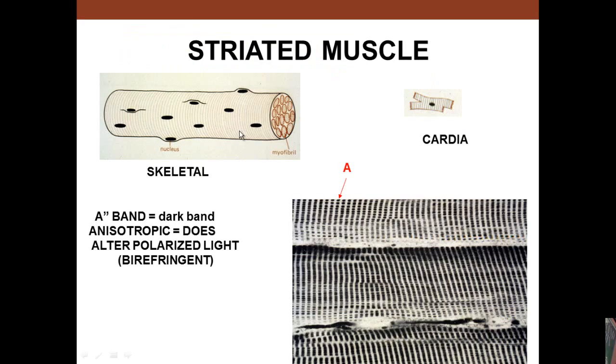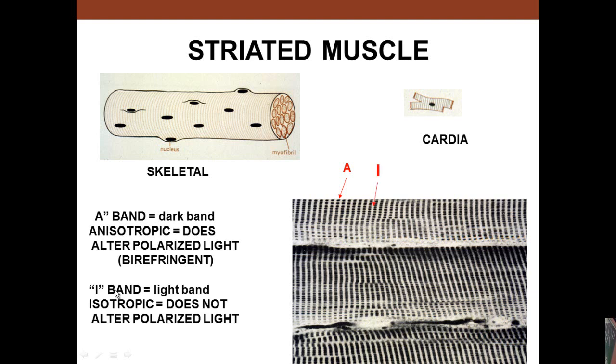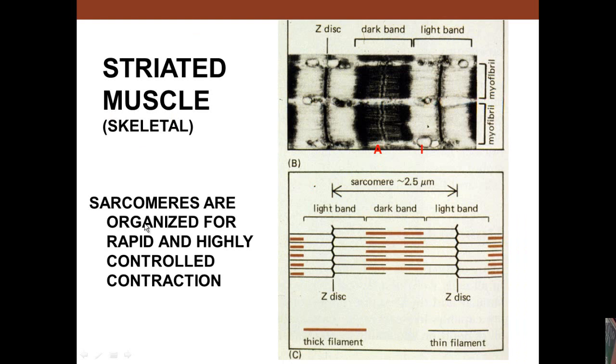Here we can see skeletal muscle as well as cardiac muscle. Both of them are striated muscle. The A band is dark, as you see there. It's so-called anisotropic, in that it does alter polarized light. It's birefringent. So A, anisotropic. In contrast, the I band is isotropic. That's where they got the I from. It does not alter light. The A band alters polarized light. The I band does not. So anisotropic versus isotropic.